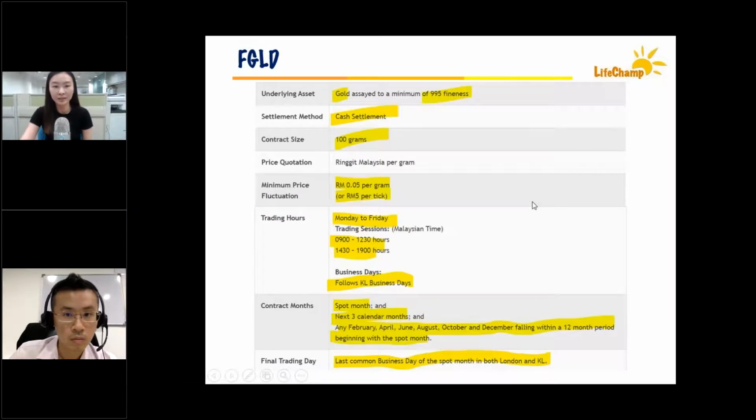So we already touched on the gold futures. The final trading day is the last common business day of the spot month in both London and KL. Actually, it is the last business day of the month, because this contract tracks the London gold fixing price. So if, let's say, on the last business trading day there is a London holiday, we use the day before the London holiday.